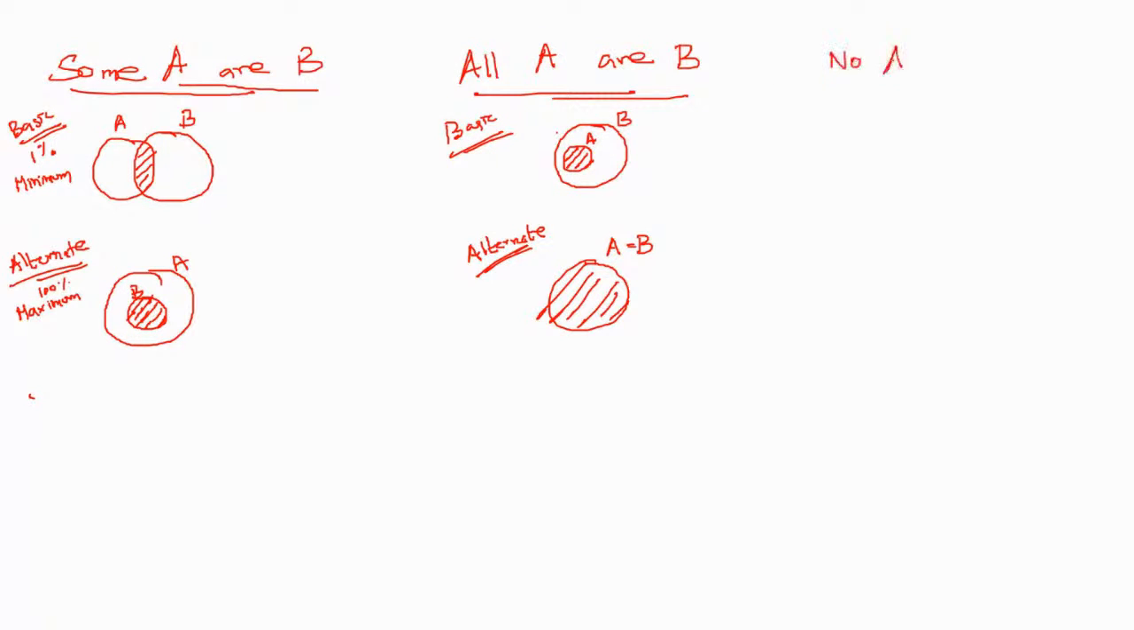And the last one is "no A are B". So how can I represent that? "No A are B" means there shouldn't be any connection between the A circle and the B circle. This is the basic diagram, and for this alone you don't have any alternate diagram. But whenever it is "no A are B", we try to draw a straight line between these two things, because it is quite simple: I want to show that these two things are not connected.